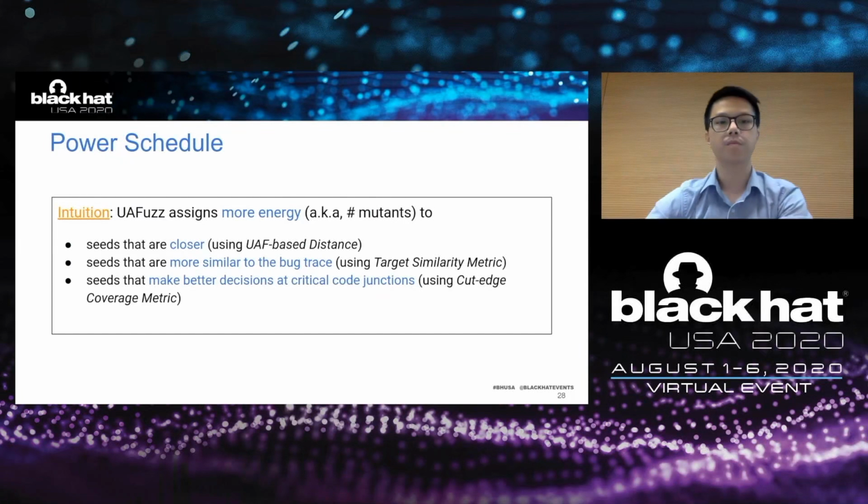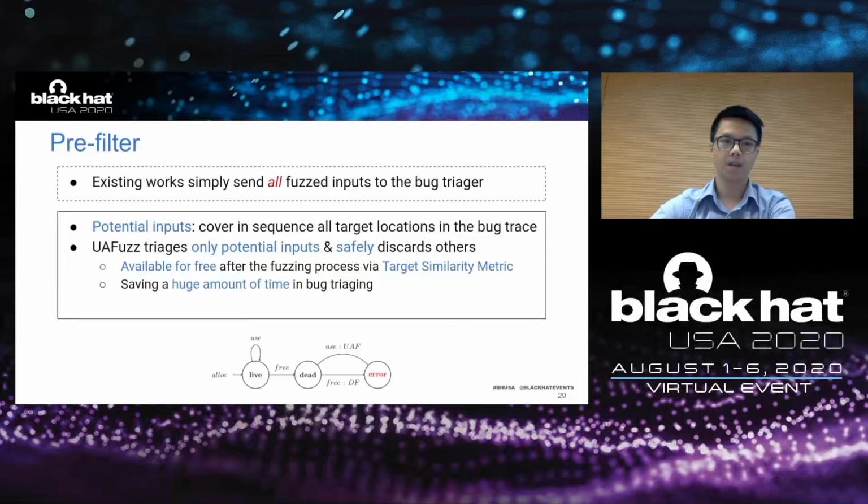So overall, UAFAS prioritizes or assigns more energy to inputs in the following cases. First, inputs that are closer to the bug trace by our distance metric. Second, inputs that are more similar to the expected trace by our target similarity metric. Finally, inputs that make better decisions at critical code junctions by our cut-edge coverage metric. In the triage process, UAFAS triages only potential inputs which cover in sequence all target locations in the bug trace. We obtain this kind of information for free via our target similarity metric.